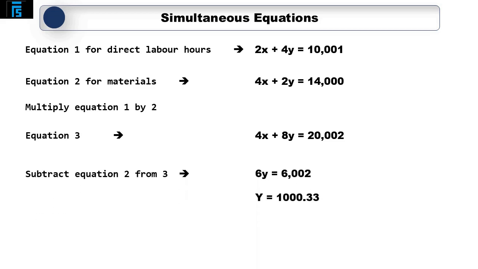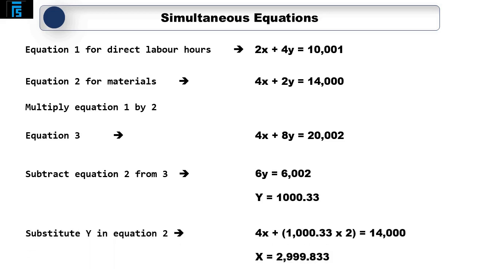Subtract equation 2 from equation 3 to get 6y equal to 6,002. And therefore you'll get y equal to 1,000.33. Substitute this into either equation 1 or 2 to get x equal to 2,999.33.